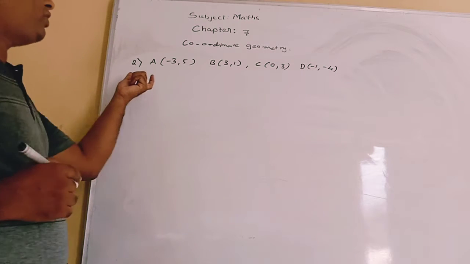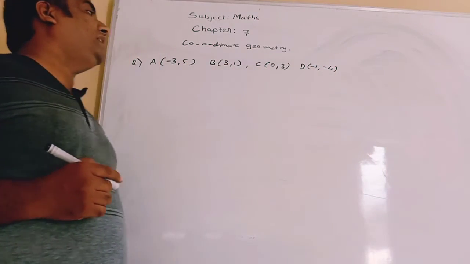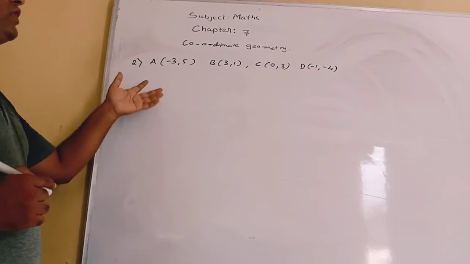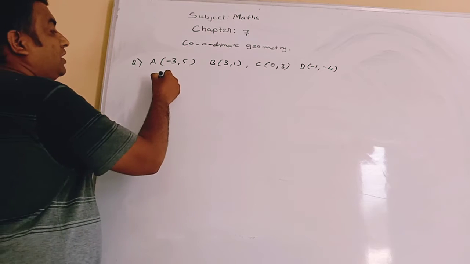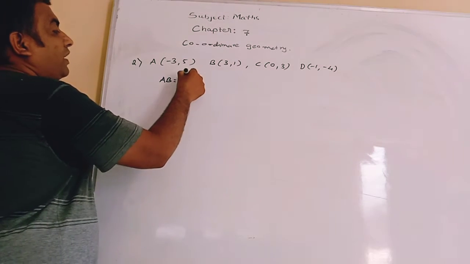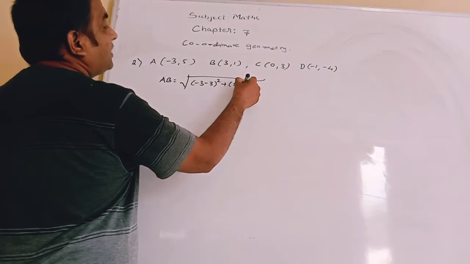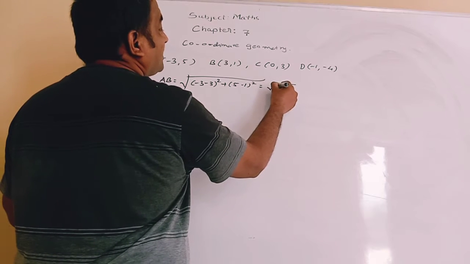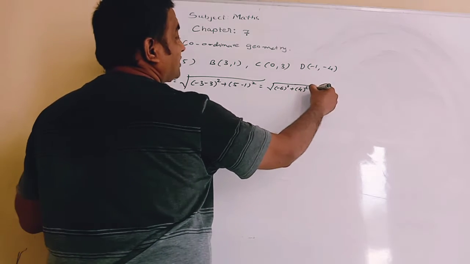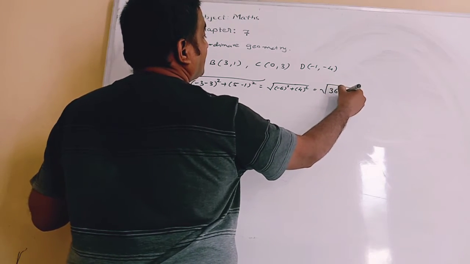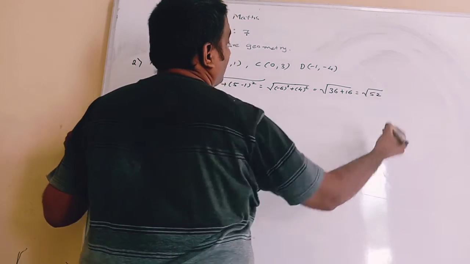Now in second question, four vertices are given: A (-3, 5), B (3, 1), C (0, 3) and D (-1, -4). Again we have to decide the types of quadrilateral. So again 4 sides and 2 diagonals we will find out. So AB with the distance formula we find out, then it is (-3 - 3) square plus (5 - 1) square. So -3 minus 3, that is -6 square plus 4 square, and so it is 36 plus 16, that is root 52.